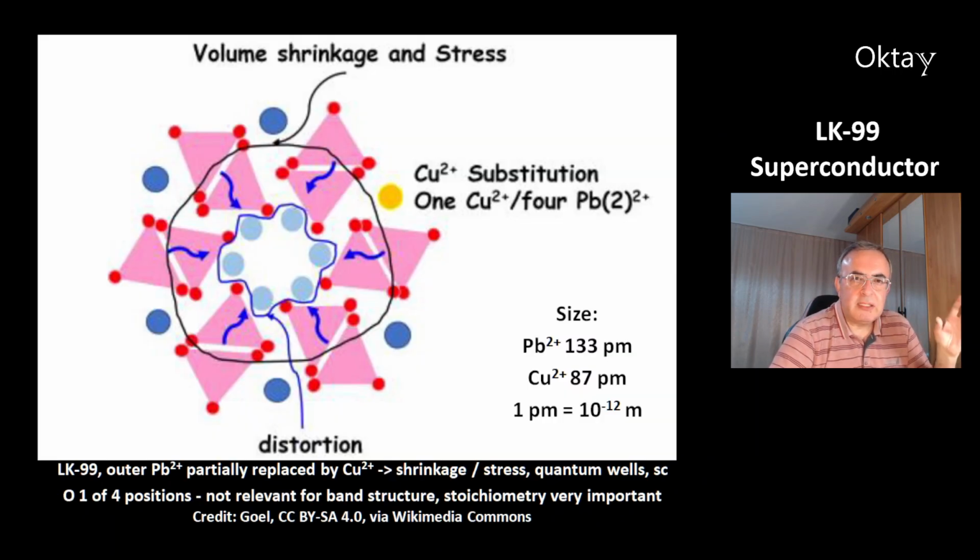This is another picture of the structure of LK-99 from another perspective. The outer lead ions are partially replaced by copper ions. And this causes shrinkage and stress, produces quantum wells, and gives LK-99 superconductivity according to Lee, Kim, and Kwon. The oxide ions in the middle occupy only 1/4 of the available positions. Their position is not relevant for the band structure. However, the stoichiometry of this compound is very important for the band structure.